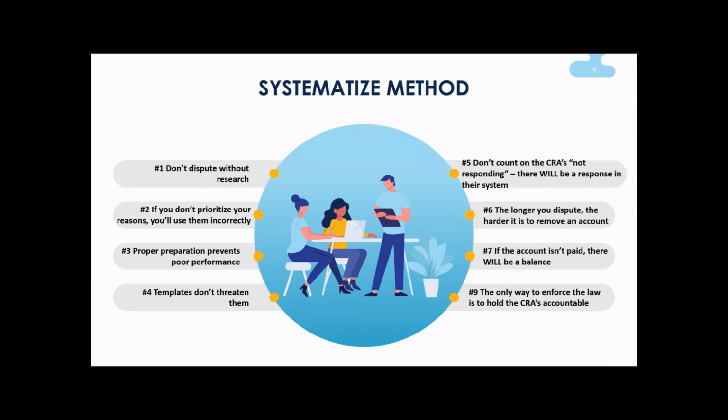Number 5, don't count on the CRAs not responding, because there will be a response in their system. So I heard this on a call earlier where they said, well, why does it take so long, and why can't my charge-off come off on the first round? Well, I mean, obviously, yes, it can, but is that expected? No. Their point was that if they don't respond, the account has to automatically be removed. Dude, that worked 10 years ago. That was their number 1 method 10 years ago. But we're going into 2021 and that does not work.